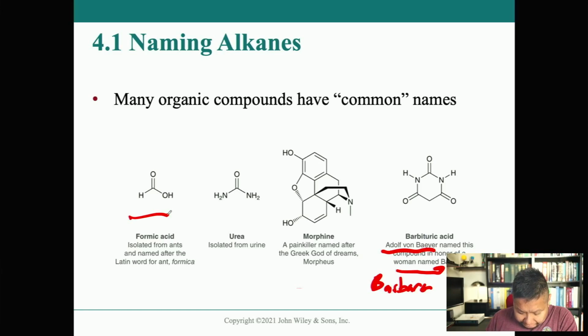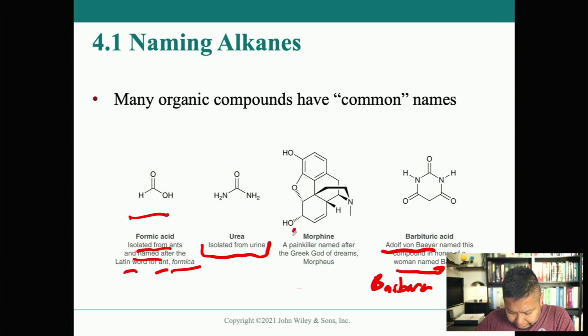Formic acid was isolated from ants and named after the Latin word formica for ant, right? That's where the formic acid comes from. Urea was isolated from urine, so they called it urea, right?